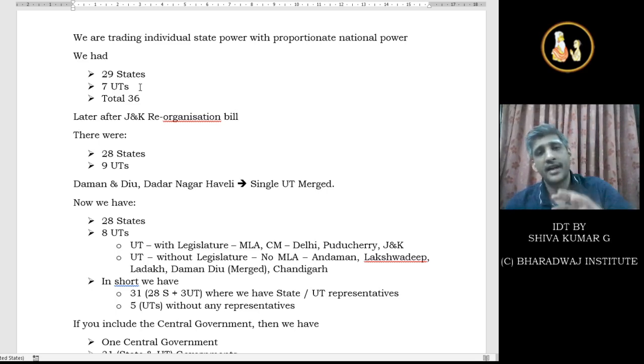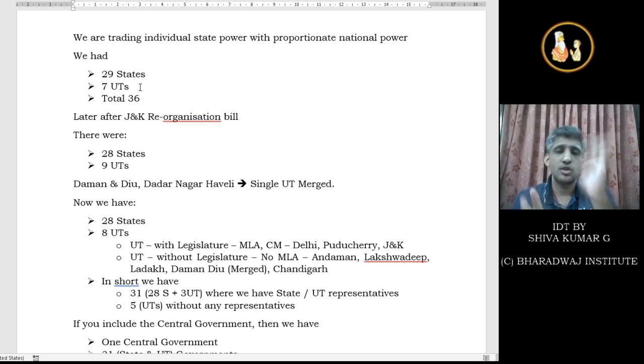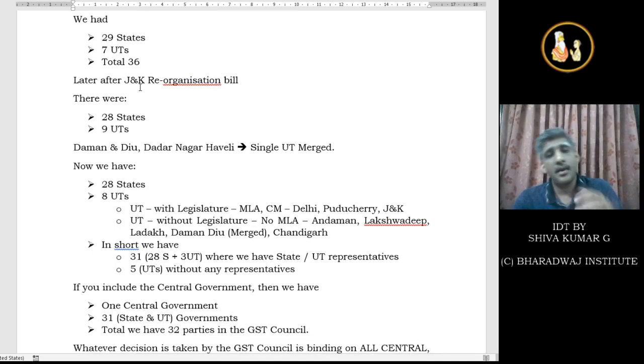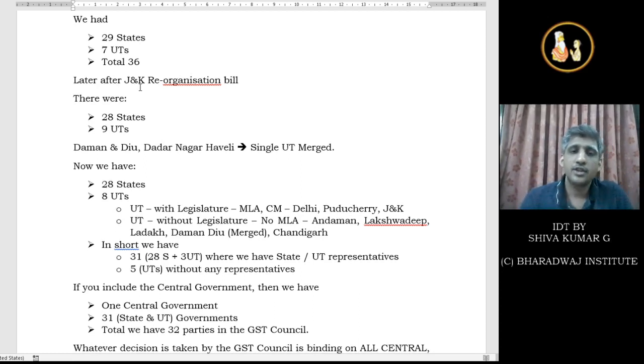Of course, Jammu and Kashmir was broken into two, Jammu and Kashmir and Ladakh, and both were converted into union territories. So one state was gone, and instead two new union territories were born. After the Jammu and Kashmir Reorganization Bill 2019, we got 28 states and 9 union territories. Then Daman and Diu and Dadra and Nagar Haveli were merged to create a single union territory. So 9 union territories became 8. Today you have 28 states and 8 union territories.